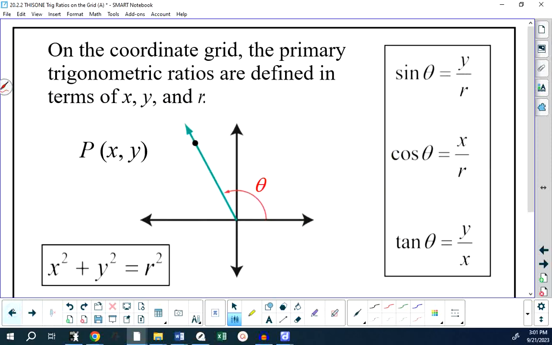You know, I would say this summarizes everything right here. Whether it's in quadrant 2, 3, 4, 1, I don't care.